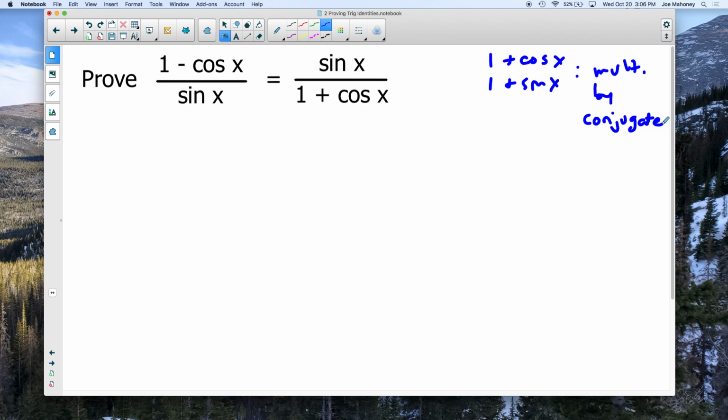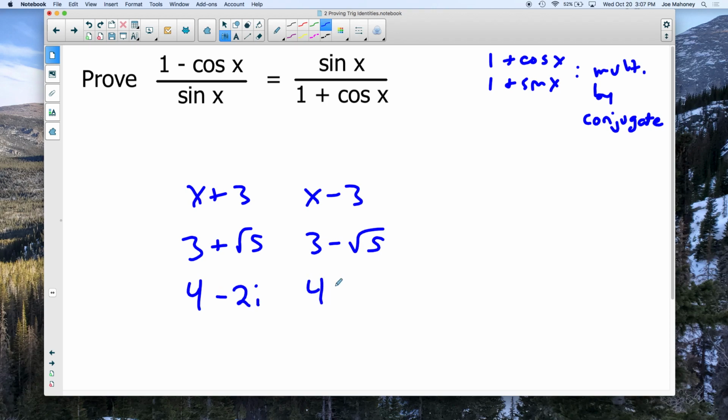Conjugates with polynomials are things like x plus 3 and x minus 3. Conjugates in irrational numbers are things like 3 plus radical 5 and 3 minus radical 5. With imaginary numbers, things like 4 minus 2i and 4 plus 2i, those are conjugates. Conjugates have the same numbers, same terms, but they differ by their sign.